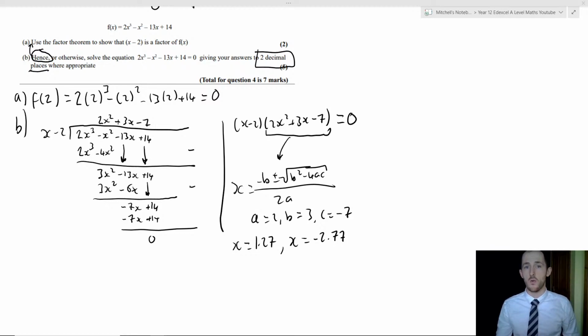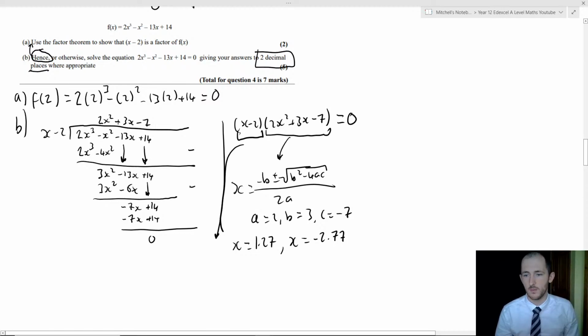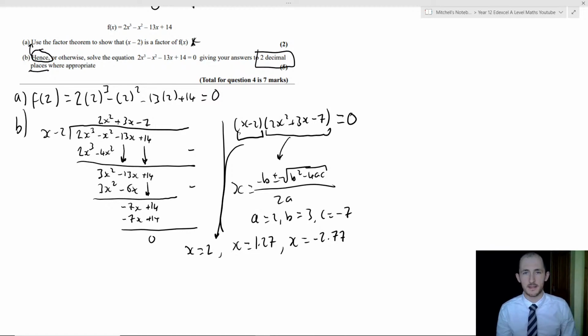The answer is no. This is a cubic, which means it should have 3 solutions. So we also have a solution from here, which is that x equals 2. In fact, we did that in the first part. So the cubic, there should be 3 answers. The answers could all be the same, but there should be 3 answers nonetheless.